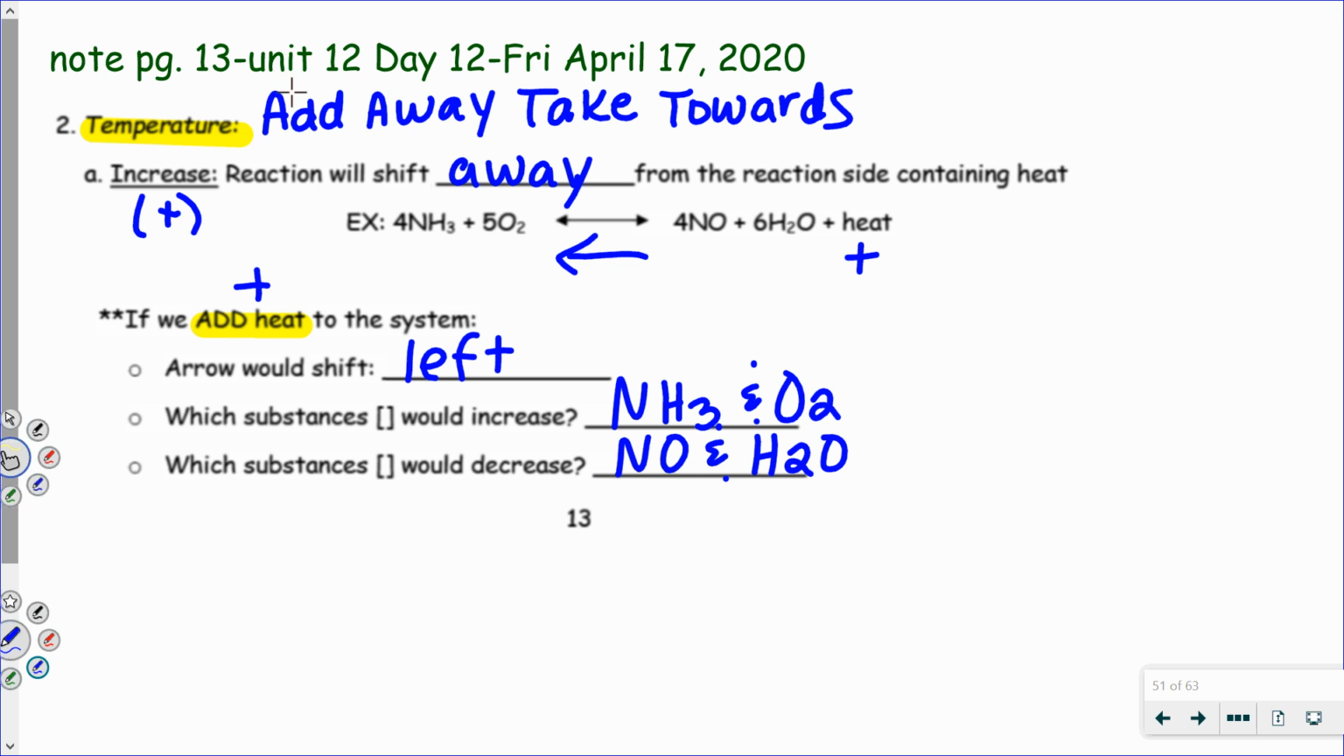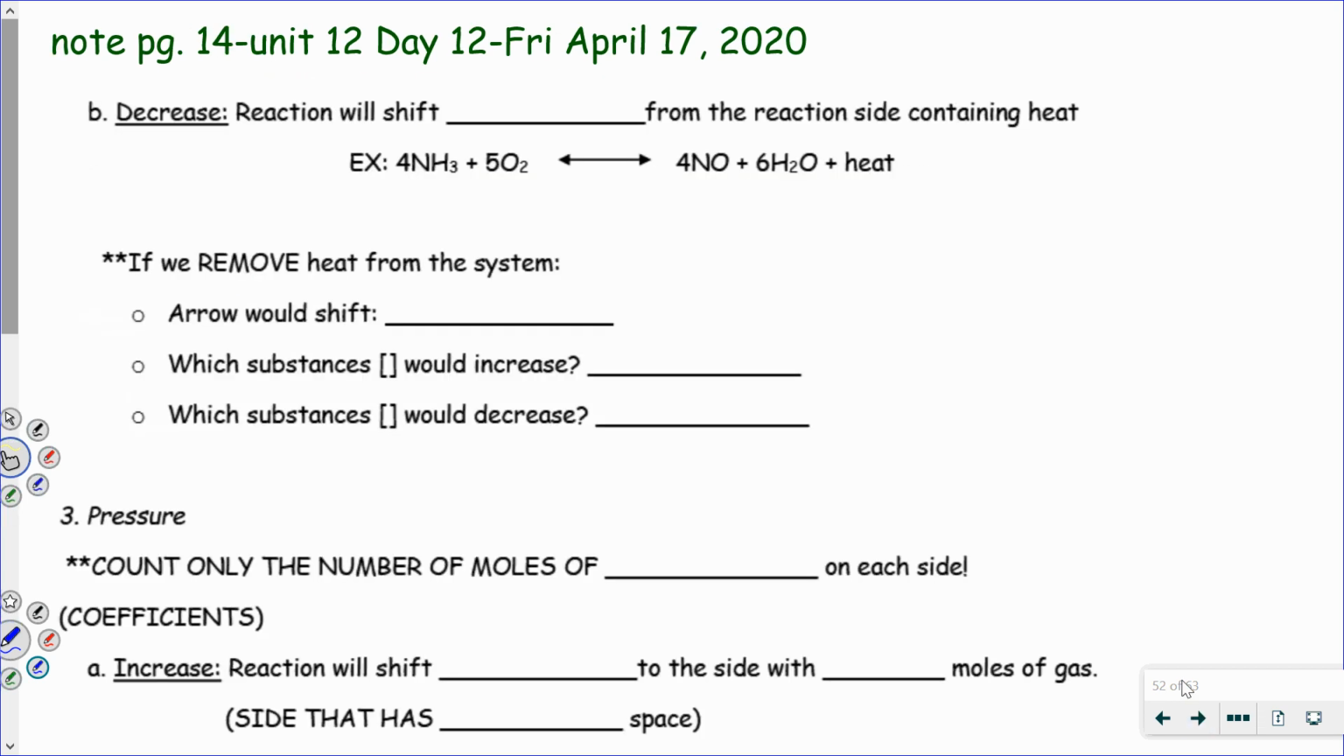Good. So the same rule: add away for increase. Now, if you go to page 14, we're going to do what happens if we decrease the temperature. Same thing: add away, take towards. So decrease is like taking away or subtracting heat. The reaction is going to shift towards the reaction side containing the heat.